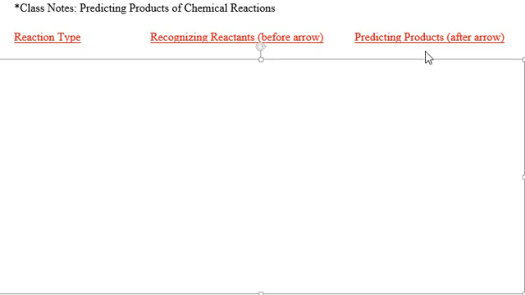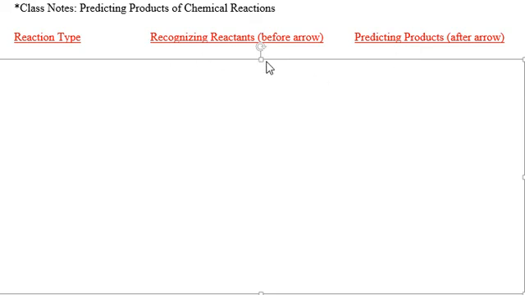The goal here is, if I give you something before an arrow and I don't give you what comes after the arrow, you will be able to tell me what will come after the arrow, no matter what kind of reaction it is. Now, the first step to doing that is recognizing the type of reaction. Otherwise, you have no idea what's happening and you don't know what's going to come after the arrow, other than the fact that it'll still have all the same elements.